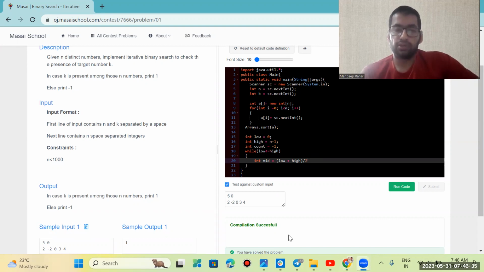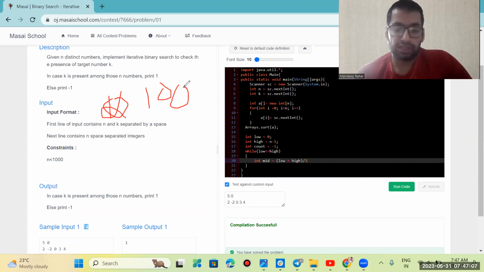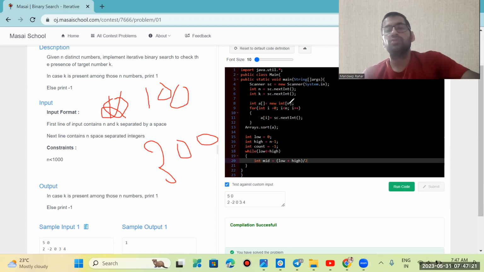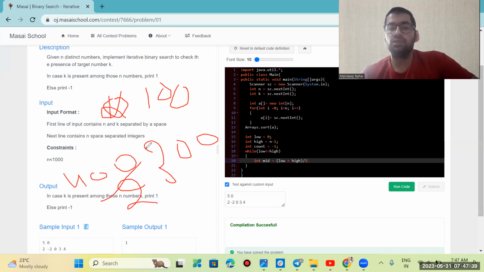Why? Let's assume my low is 100 and my high is 300. If I solve from this, then what happens? 300 plus 100 divided by 2 means first we are going to take 400, and then we divide it. Yes, but this is not a good way.